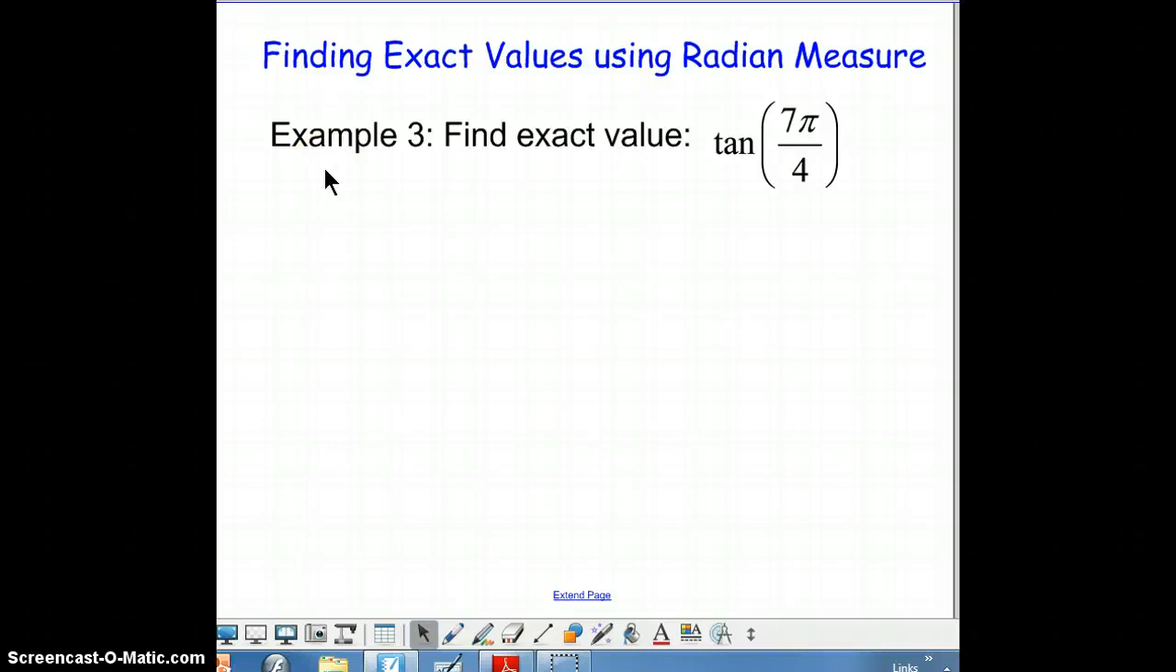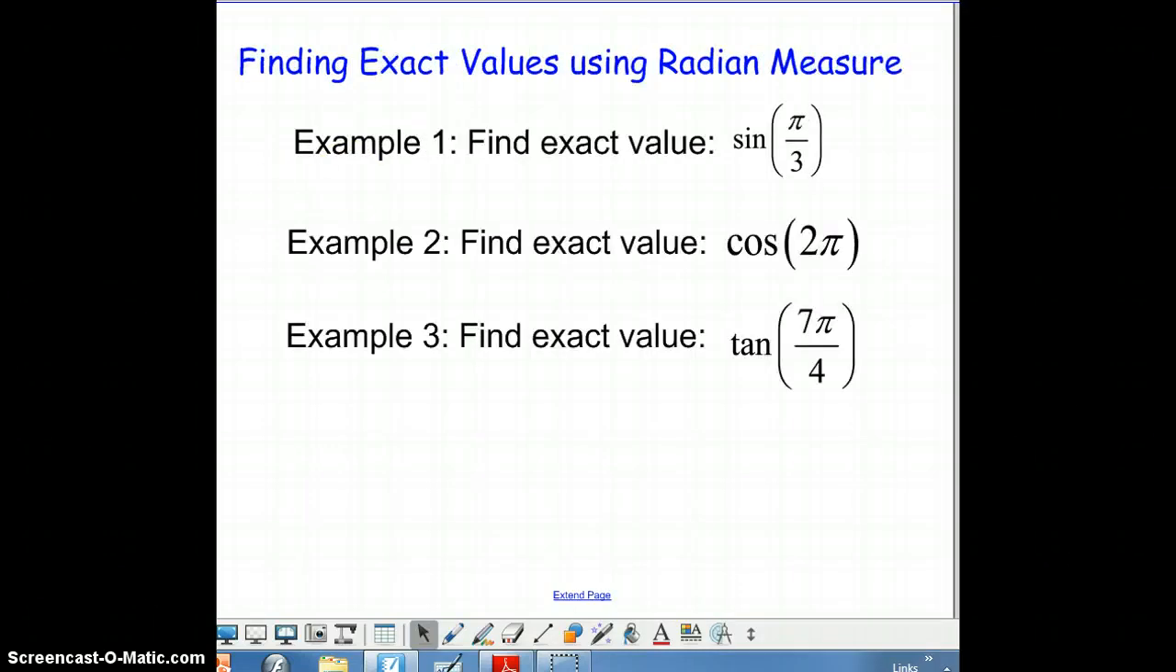Alright, today we're going to be working with finding exact values using radian measure. In the last lesson you learned how to convert from radian measure like pi over 3, 2 pi, and 7 pi over 4 to degree measure. Today we're going to use that skill in order to find exact values of trig functions. These are the three examples we'll do, so let's get started with the first one.